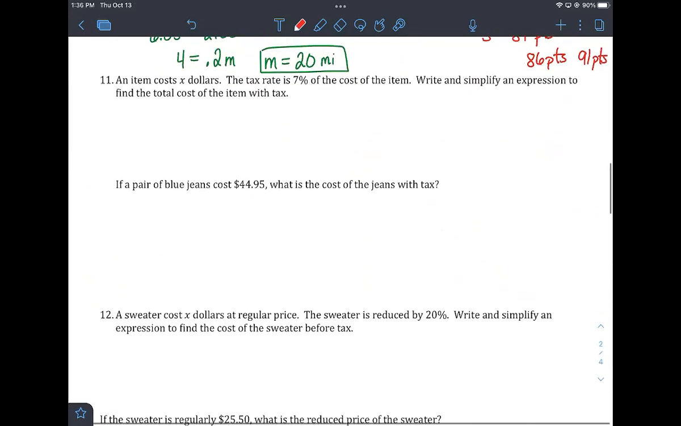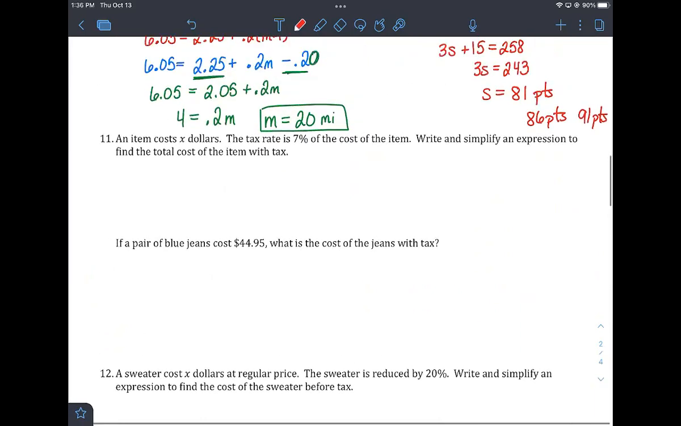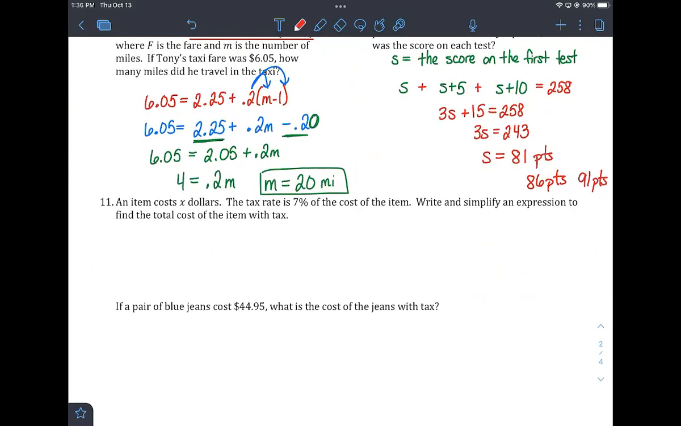Number 11 says, an item costs X dollars. The tax rate is 7% of the cost of that item. Write and simplify an expression to find the total cost of an item with tax. This, by the way, is something you can use for every item you buy. Not every item, there's some tax exempt items, but most items you buy in the state of Indiana, you pay 7% sales tax, right?